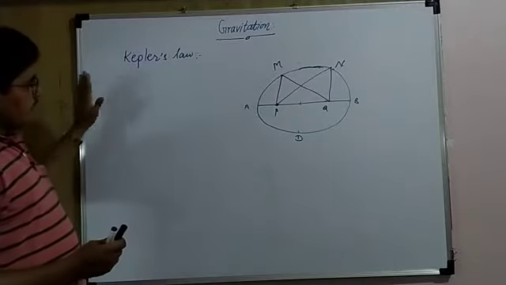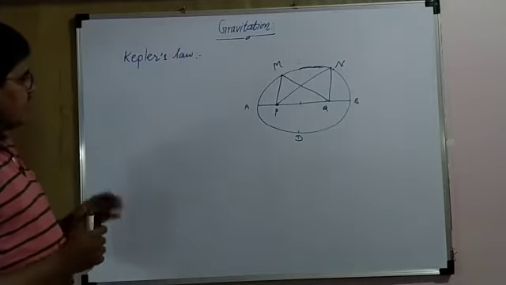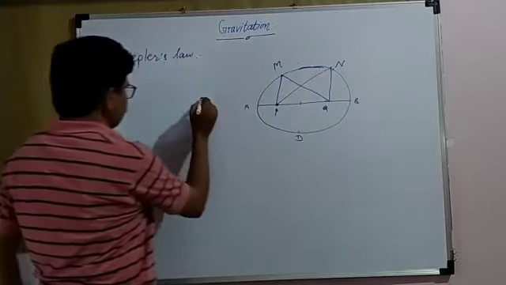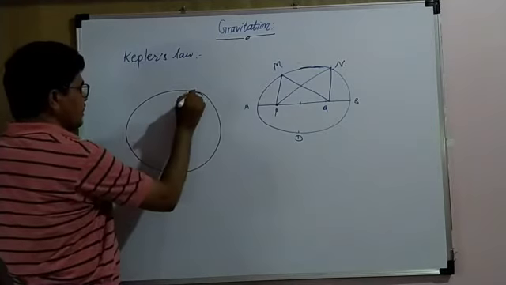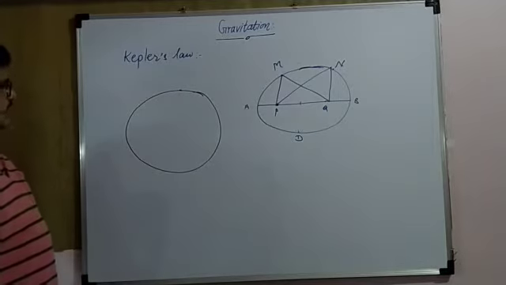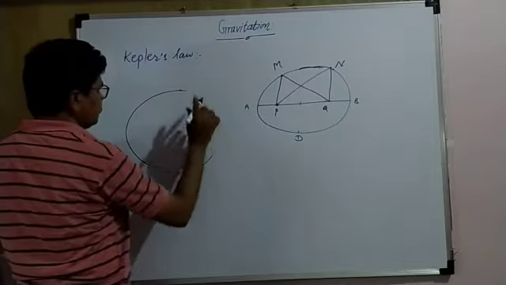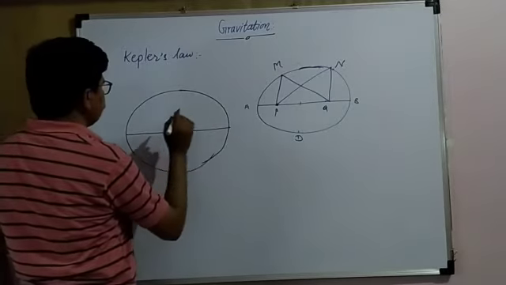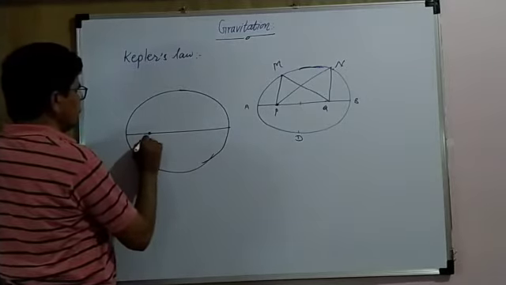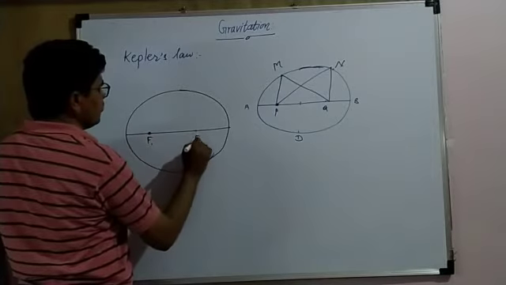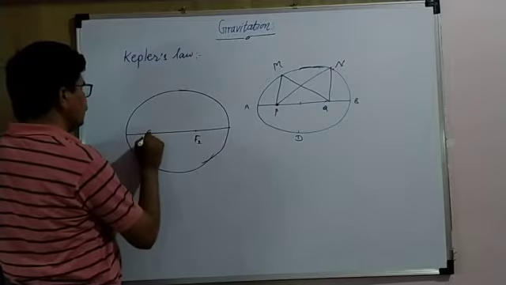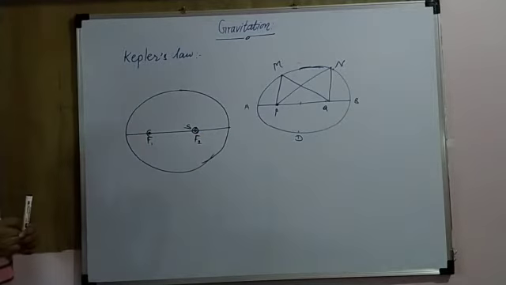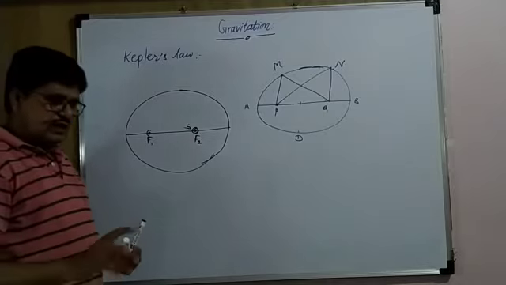The orbit of a planet is an ellipse with the sun at one of the foci. That means first we discuss the motion of any planet. Suppose this is the ellipse. A planet is moving along the circumference of the ellipse. This is the major axis. These are the foci. Suppose this is F1 and this is F2, and the sun is present at one of the foci. Suppose the sun is present at F2. This is the position of the sun.